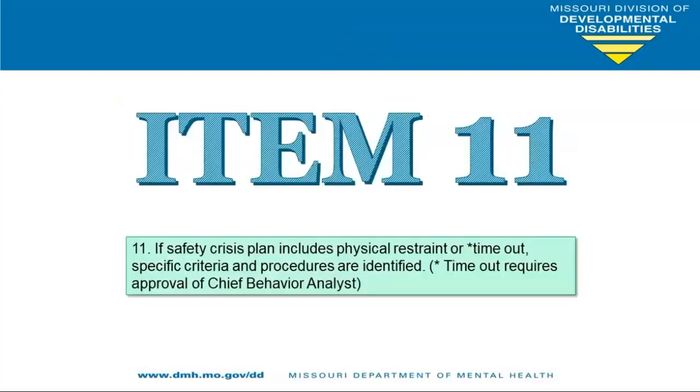Item 11, if a safety crisis plan includes physical restraint or timeout, specific criteria and procedures are identified. I just want to add a note. Anytime someone has timeout procedures in a behavior support plan, it requires approval. And the approval process is, one, going through the Regional Behavior Support Review Committee.